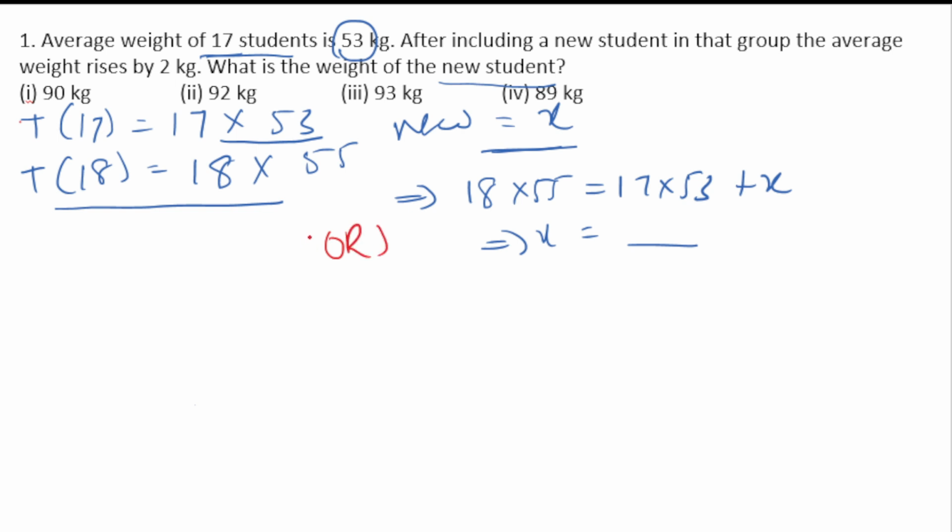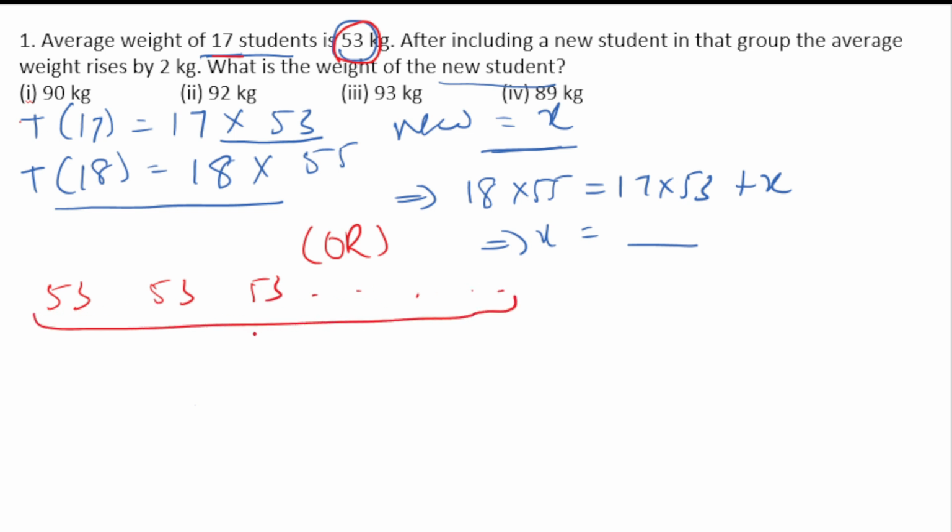Or we can do this in another method also. Okay. So here the average weight is given as 53 kgs and there are 17 students initially. So we will assume each student is 53 kgs and there are 17 students. When one student is added, the average rises by 2 kgs. So the average became 55. When this new student is added, the average became 55 and we have to find the weight of the new student.